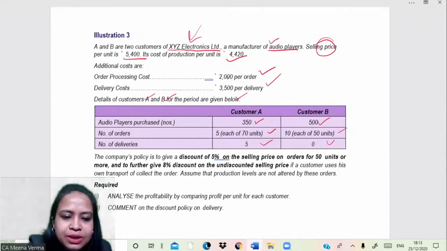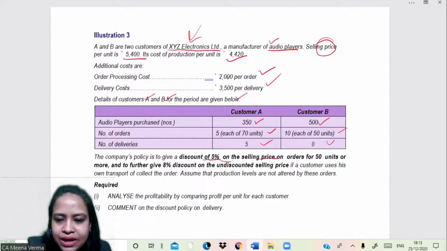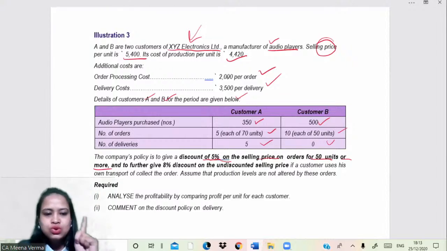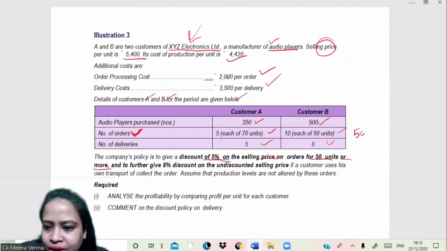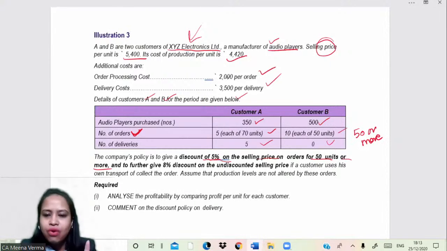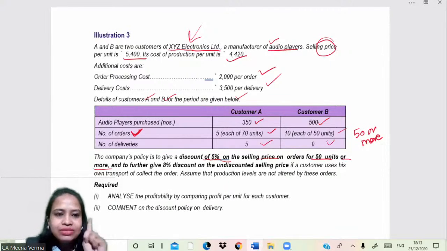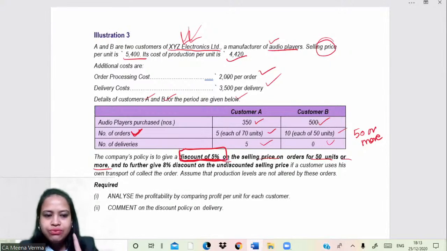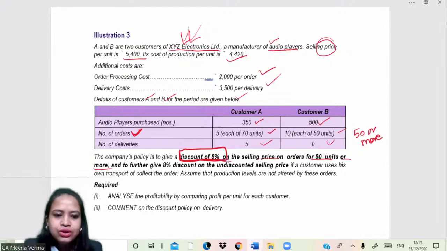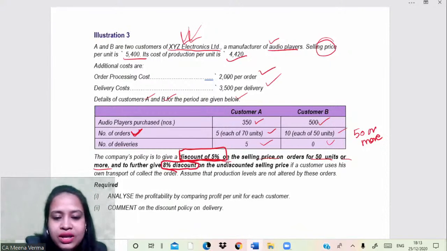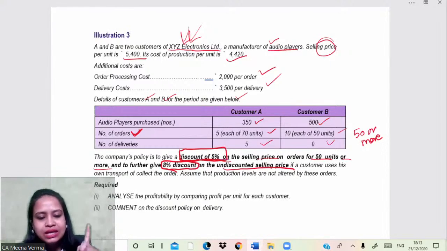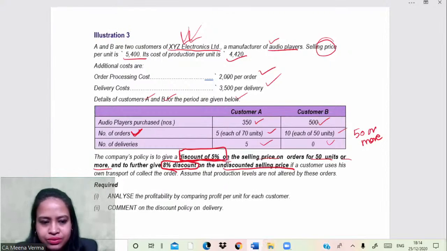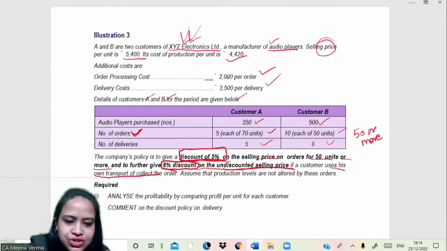The company policy is to give a discount of 5% on the selling price on orders of 50 units or more. So if the number of units ordered is 50 or more, the company will give them a discount of 5%. And further, the company gives an 8% discount on the undiscounted selling price if the customer uses his own transportation to collect the order.